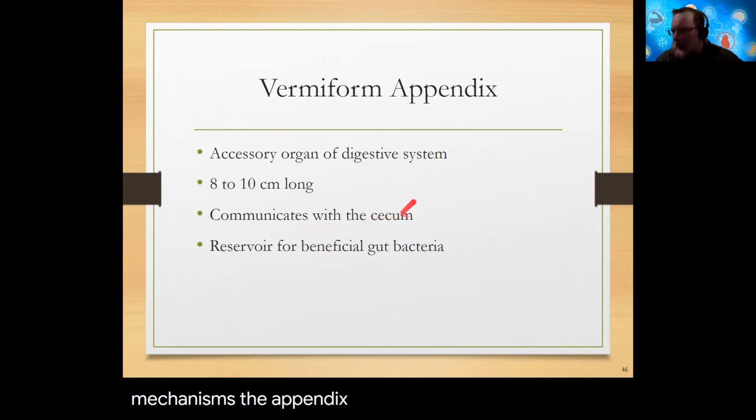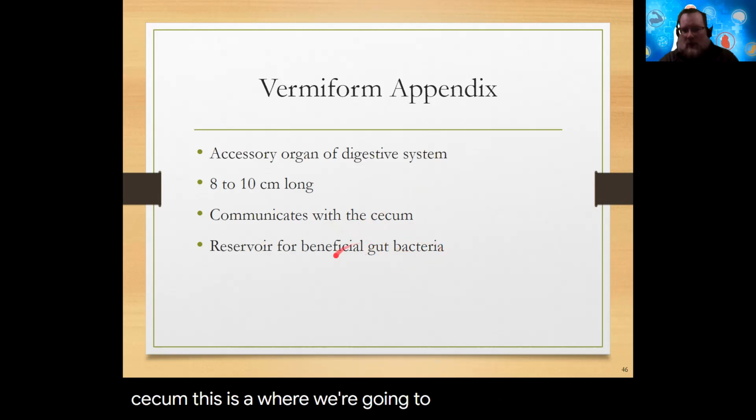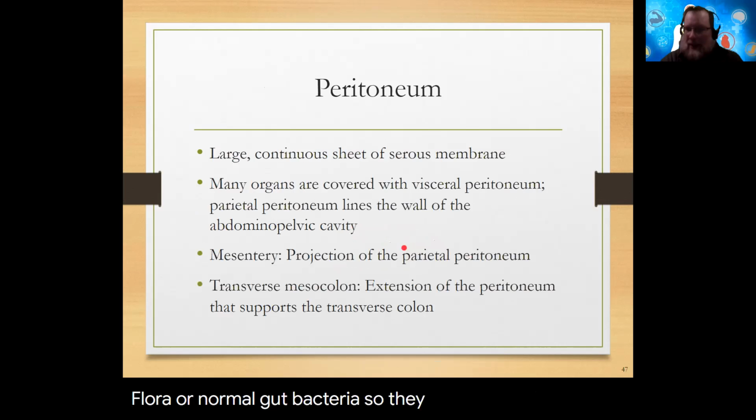The appendix, again, comes off of the cecum. This is where we're going to find some normal gut flora, or normal gut bacteria. They think that it has to do with helping out the immune system.